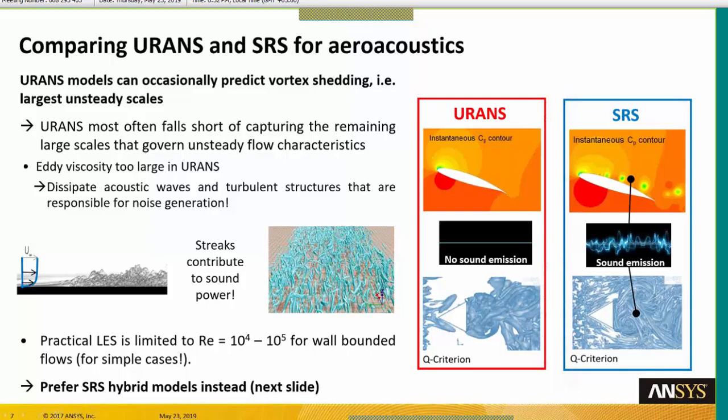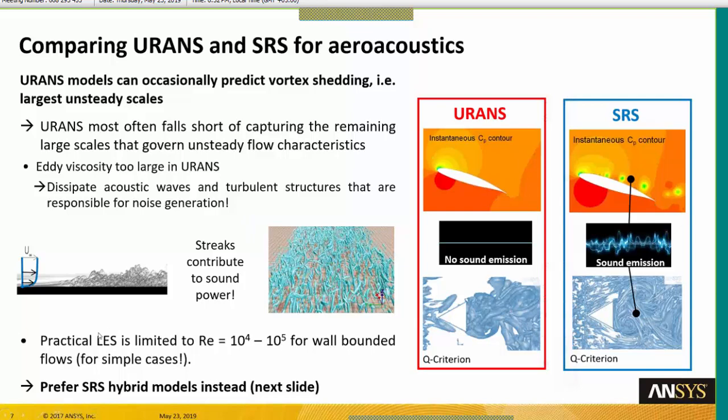So when we do this URANS calculation, we know that we are going to dissipate these acoustic waves. We know that we dissipate small turbulence structures, but we also dissipate the noise that is created from these turbulence structures.